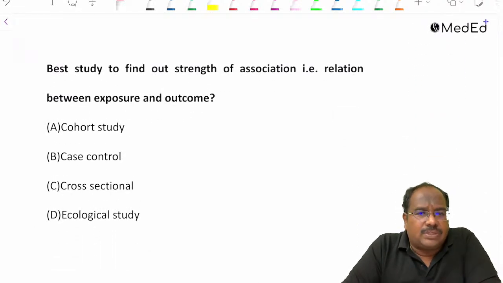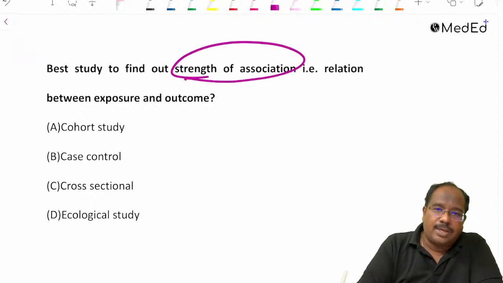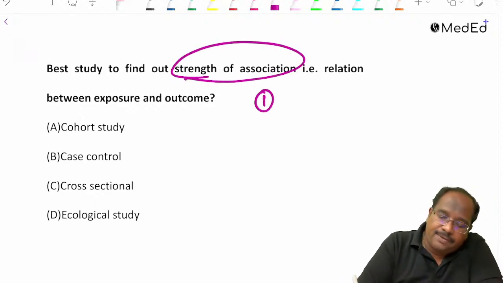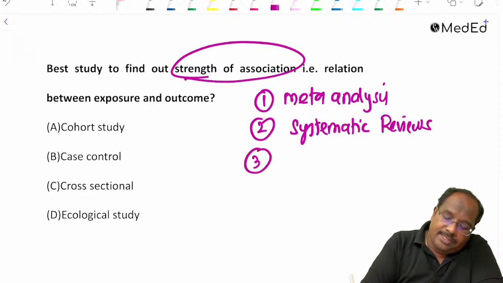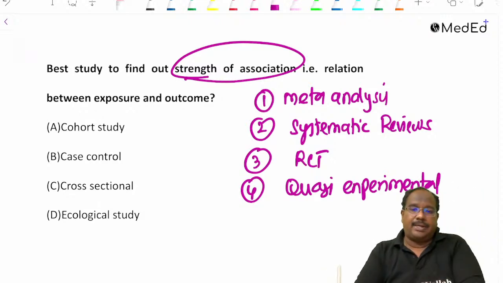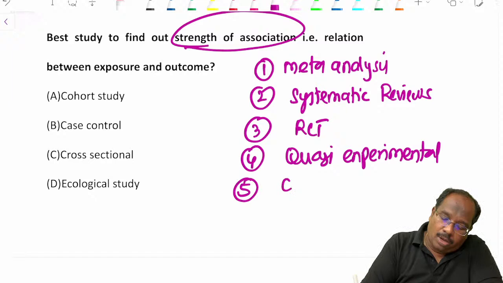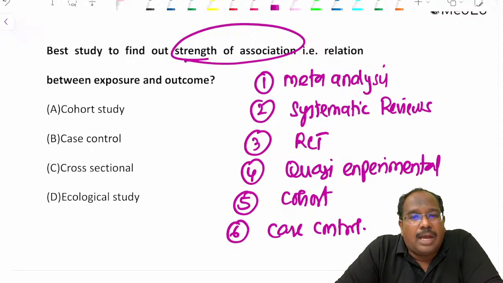Best study to find the strength of association. This is a past question. If the question asks about strength of association, out of any relationships, the best study first is meta-analysis. Second is systematic reviews. Third is RCT. Fourth, some quasi-experimental studies. Fifth, we have cohort. Sixth, we have case control. These are the various studies in terms of strength of association.